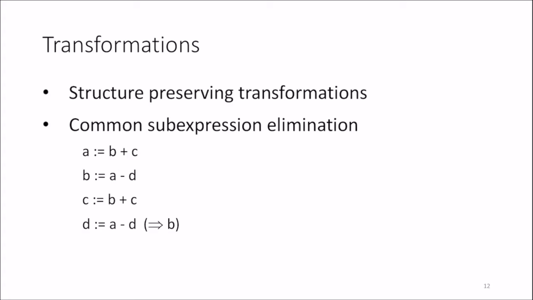We can also do common sub-expression elimination. In this case, if I have d is equal to a minus d, which I know has been pre-computed and stored in this variable b here, then instead of doing this subtraction again and wasting another instruction, I can reuse that value that was computed. So as long as the value is computed and we know that a and d have not changed since then, then we can simply replace this a minus d with the value for b.